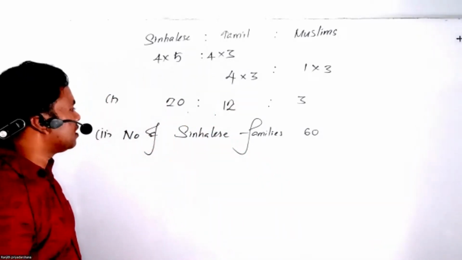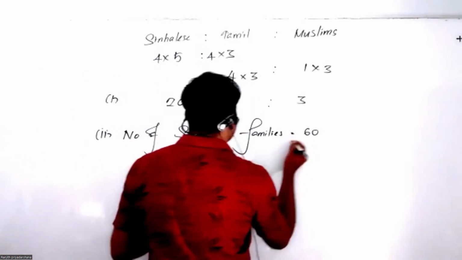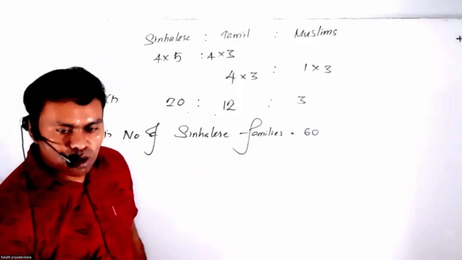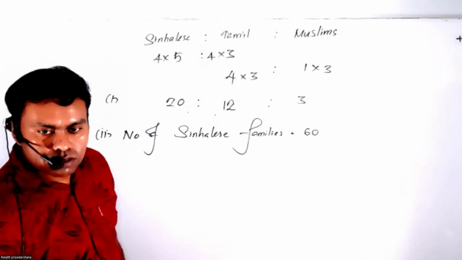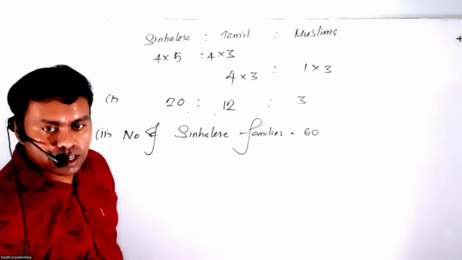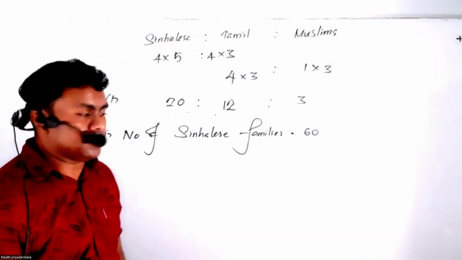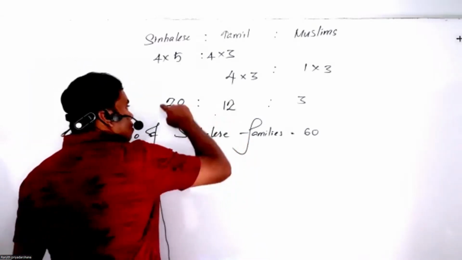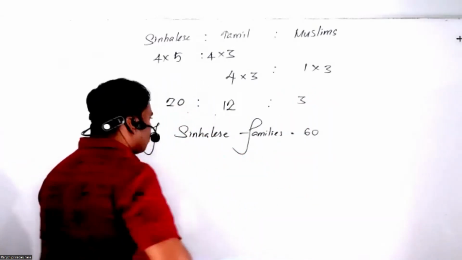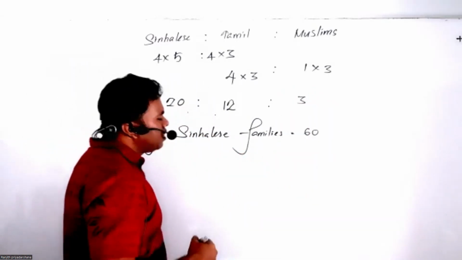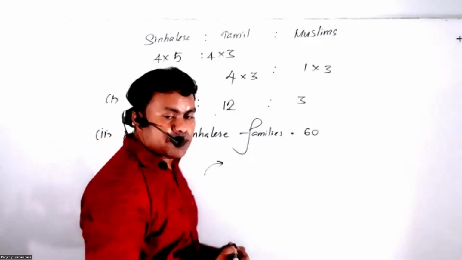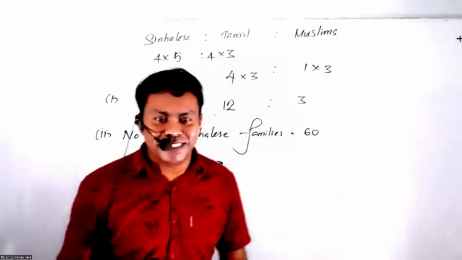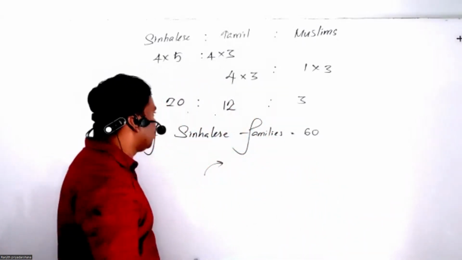Yes, number of Sinhalese families, that's 60, right? So what did they ask? How many families are there in the village? Village is again a total, as we discussed earlier. So they ask for the total. If the total is asked, we have to put the asked part of the ratio on top.